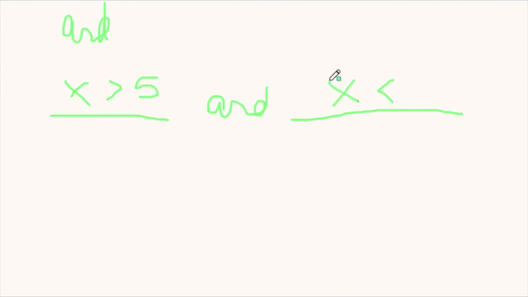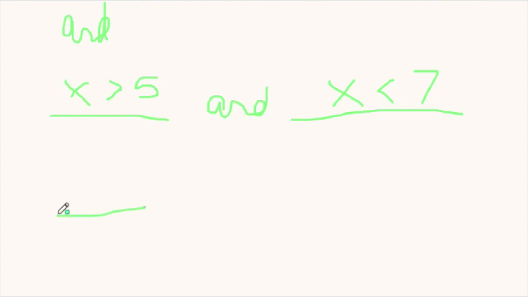With a compound inequality using "and", there's going to be an inequality here, and another inequality. Now, if we see something like this, we know that both dots are going to be open. Let's give an example. X is greater than 5, x is less than 7.